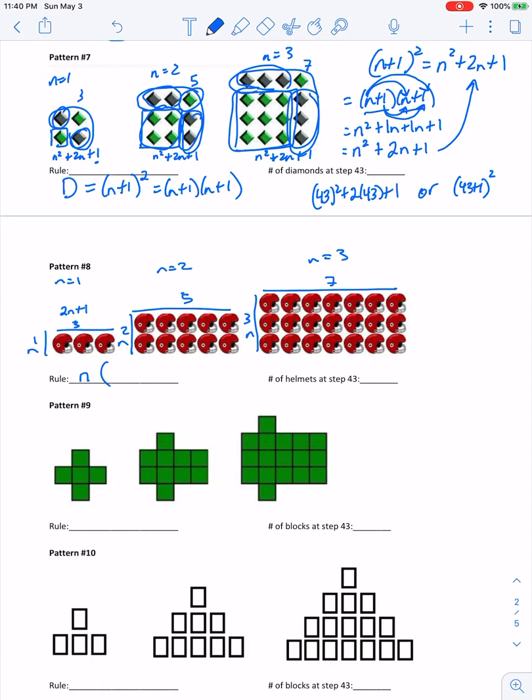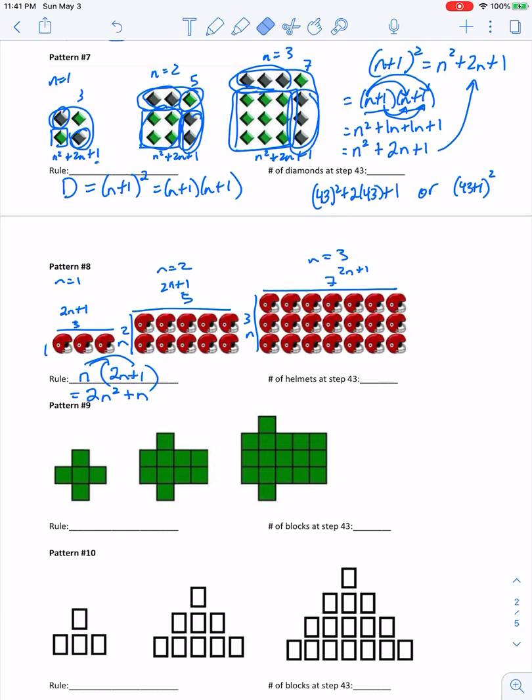2 times 1 is 2, plus 1 is 3. 2 times 2 is 4, plus 1 is 5. 2 times 3 is 6, plus 1 is 7. So the rule then is n times 2n plus 1. And when you expand that out, that equals 2n squared plus n. Well, why would it equal that? We should be able to come up with that pattern as well.